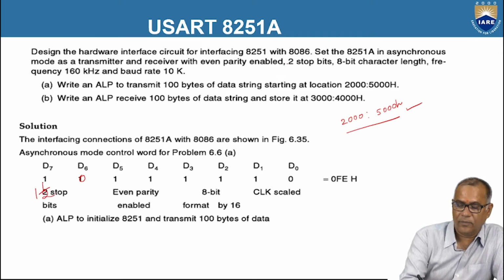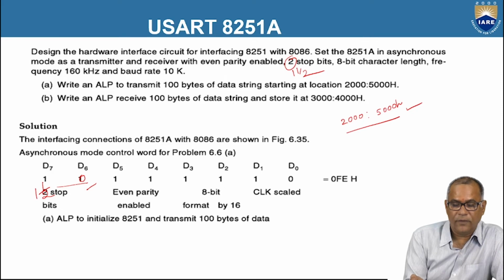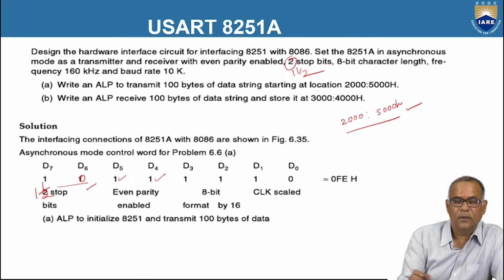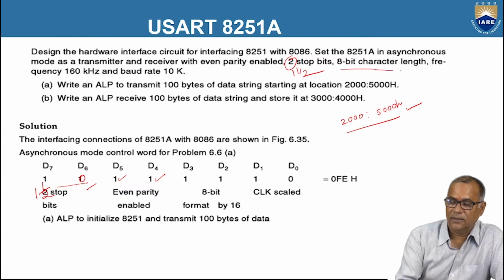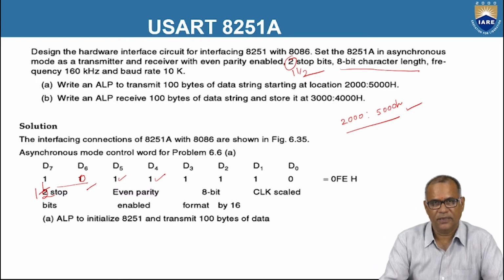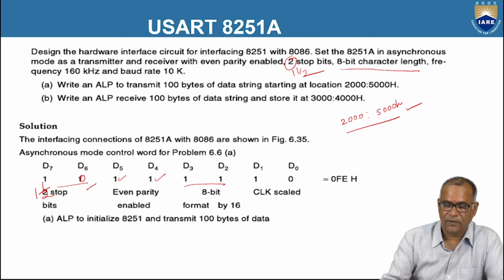Okay, 1.5 stop bit. So 1 0 you have to choose. Then even parity, it has been asked to go for even parity. So you have to program this bit 1, then enable the parity PE, then 8 bits per character length. That is an option that has to be used as per the problem. So these 2 bits have to be 1 1.